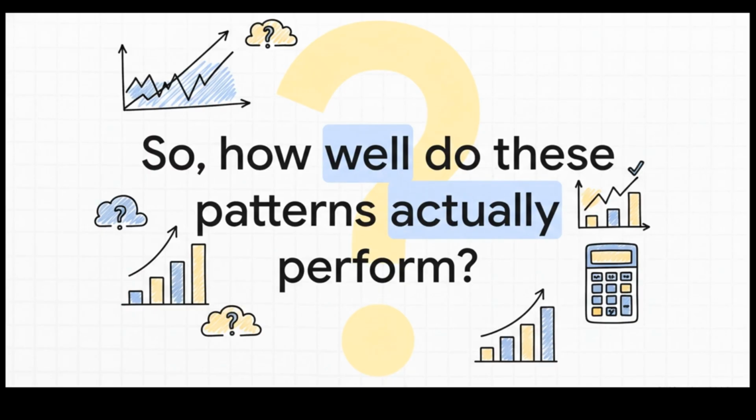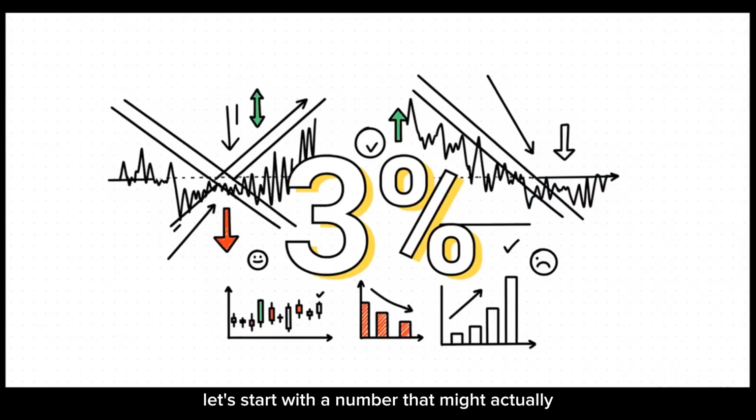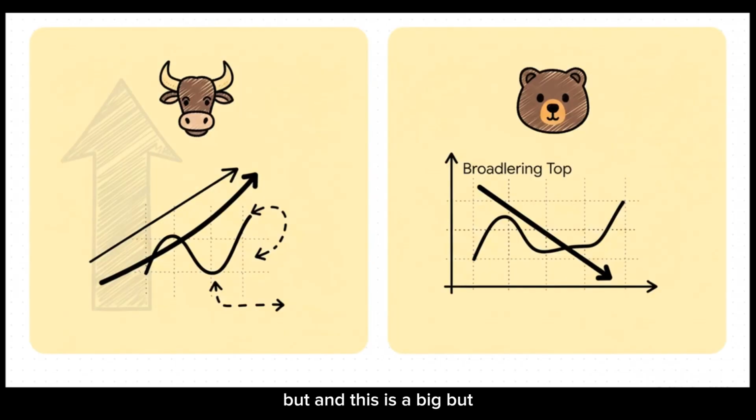Well, let's find out. Let's start with a number that might actually blow you away: 3%. In a bear market, when a broadening top breaks to the downside, the break-even failure rate is just 3%. That means 97% of the time, the price doesn't just stall, it keeps falling. That is an incredibly powerful statistic for that specific market condition. But, and this is a big but, context is everything.